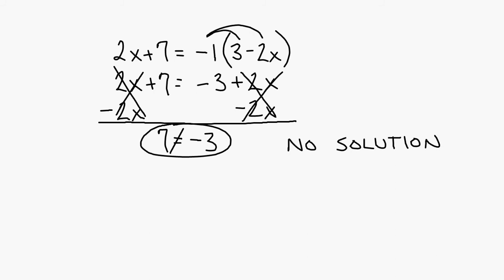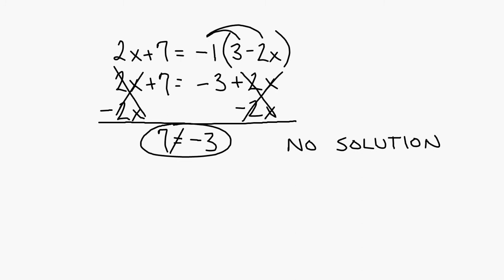So do you guys see the difference? When it's infinite solutions, the left side is the same as the right side. When there's no solutions, you're going to get to a step in the problem where it doesn't make sense. It's not true. 7 is not equal to negative 3.